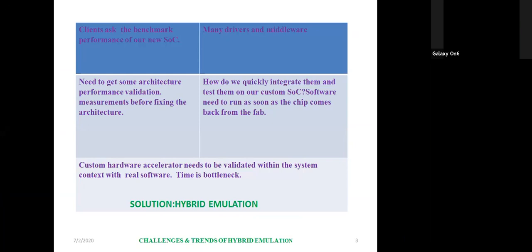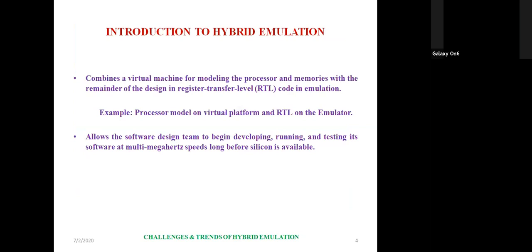We have hybrid emulators. That is why engineers and industries are following hybrid emulation. So what do you mean by hybrid emulation? A virtual machine is there. We want to model the processor, any processor, whether ARM processor or any other processor, and have the memories. And we have to port the exact OS and code into that processor. That is called emulation.